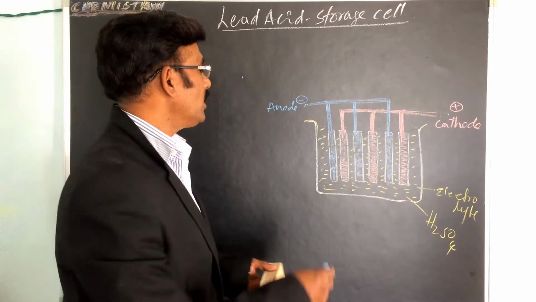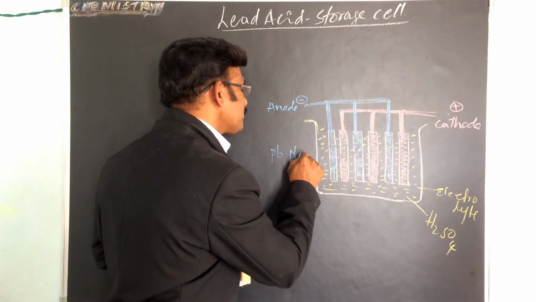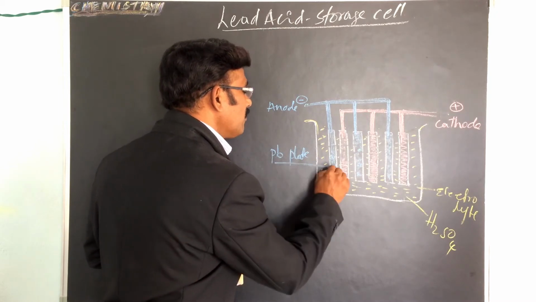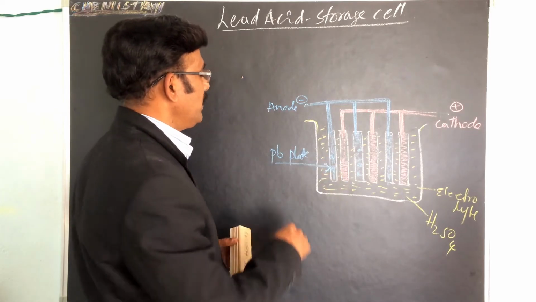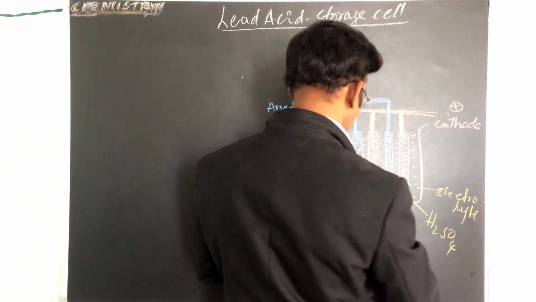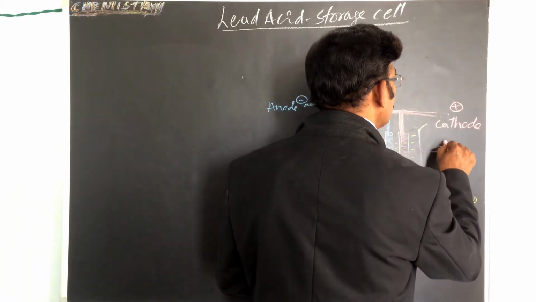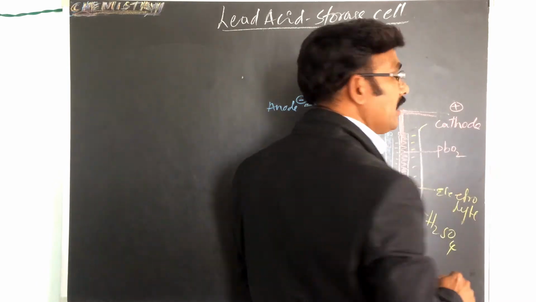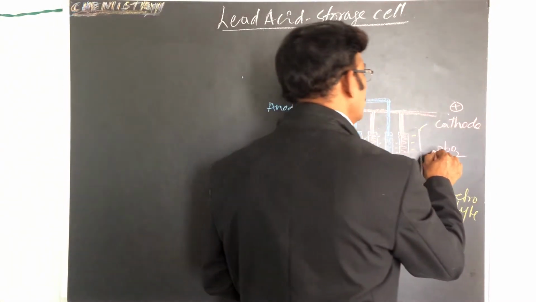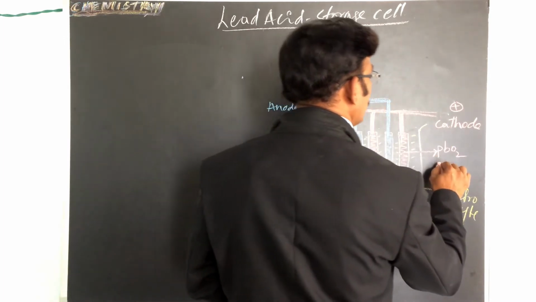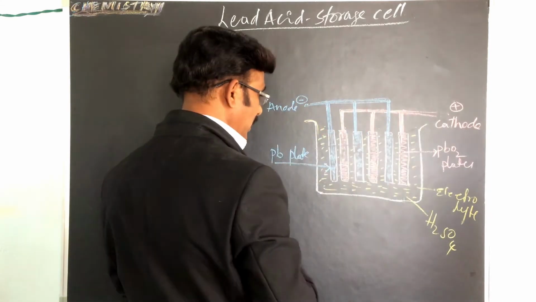But here, what is the cathode and what is the anode? The anode is lead plates. We can use the lead plates, shown in blue color. And here, in red color, are the PbO2 lead oxide plates. These are the lead oxide plates.